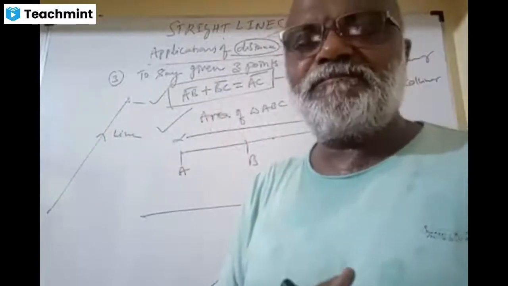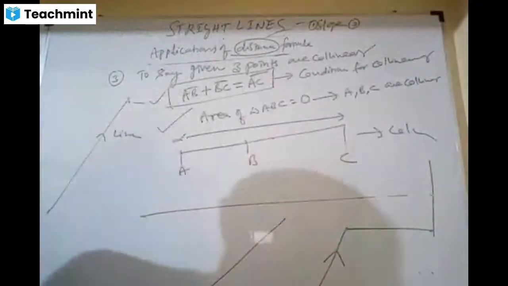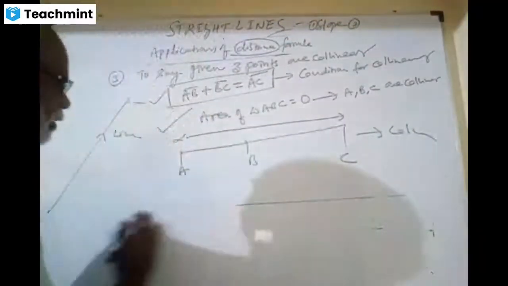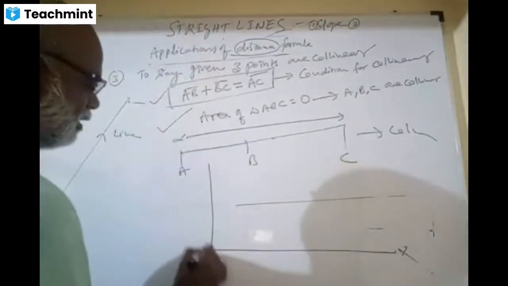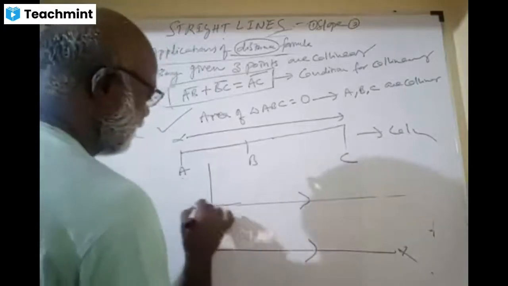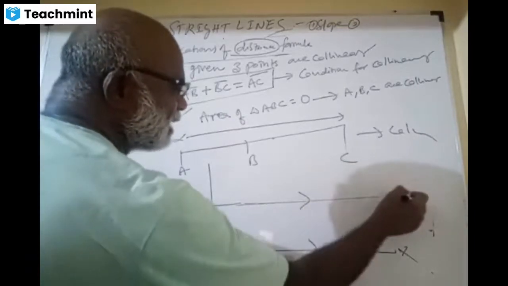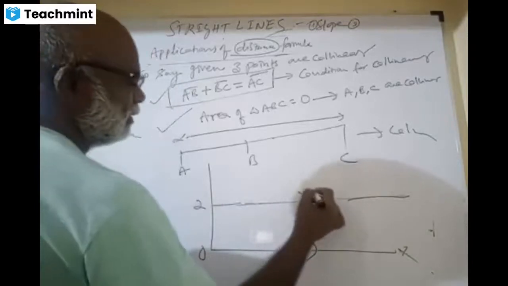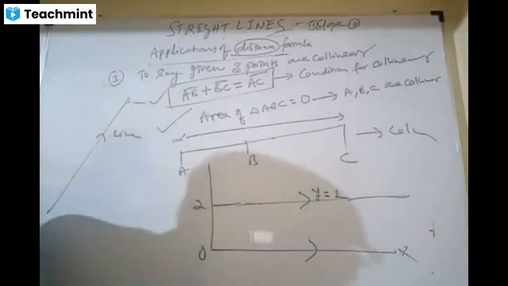You can express this line very differently, mathematically. Suppose I have a line like this. This is my x-axis. This is O. Now, what is this? This is at the height of 2. What is this line? I want to describe it mathematically. Can anybody say mathematically? Y is equal to 2, sir. Brilliant.